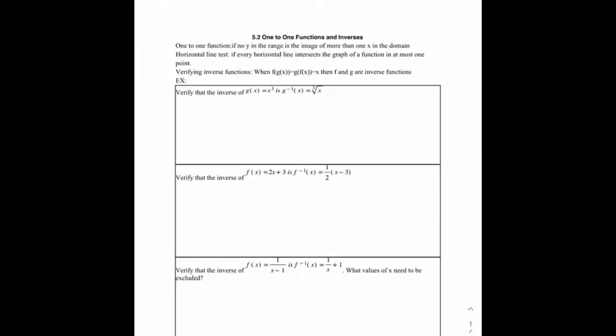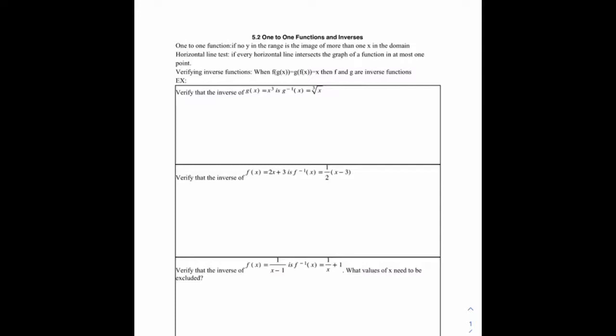Y'all. Today we're going to be looking at one-to-one functions and inverses. A function is one-to-one if no y in the range is the image of more than one x in the domain. You can test this by doing the horizontal line test. Take your pencil, anything, and hold it horizontal. If that touches the graph more than once, then it's not a one-to-one function.